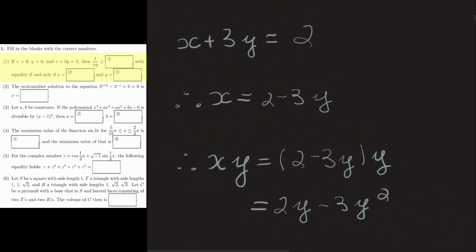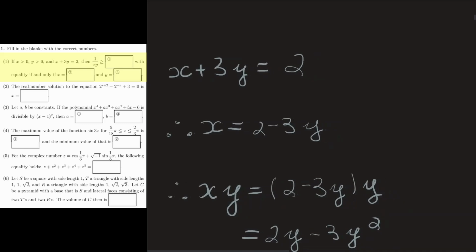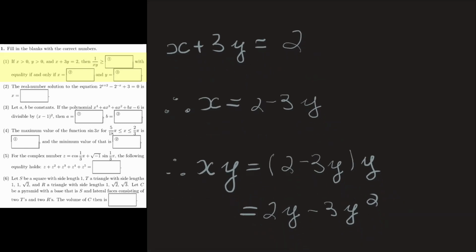Also, you can notice that the y squared term in x times y is negative, which means that x times y must be a downwards parabola, so the point at which the tangent line is 0 must be a maximum.